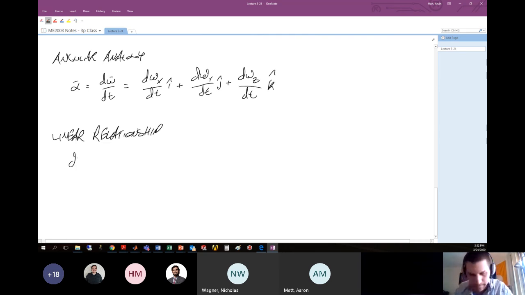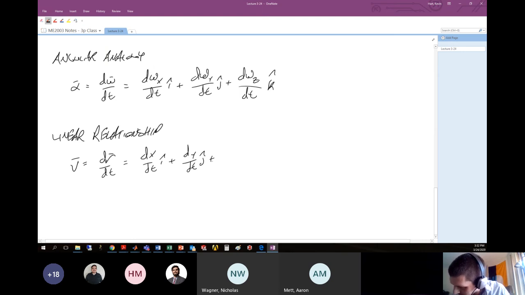That the velocity is the derivative of the position, right? So it might be something like dx/dt i hat plus dy/dt j hat plus dz/dt k hat. That's your velocity vector, right? Then the angular analogy.